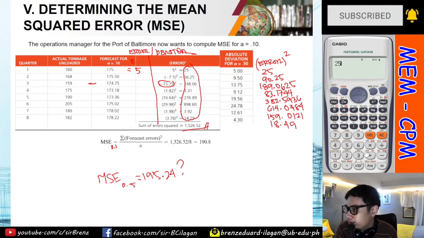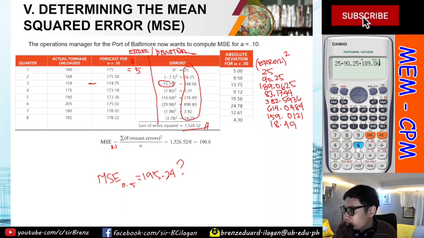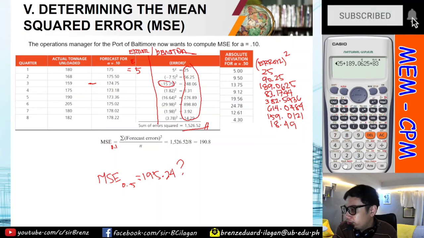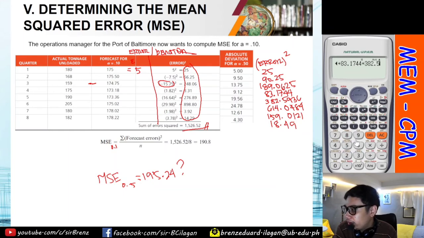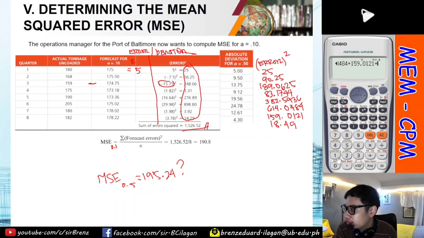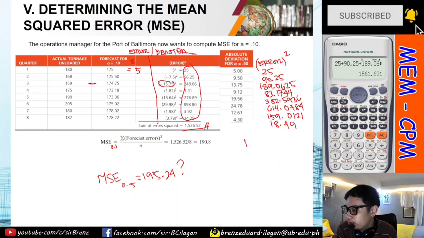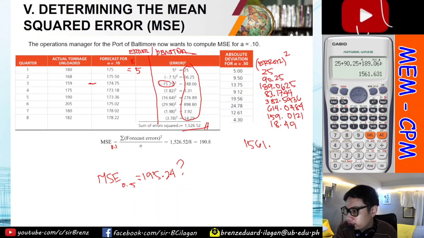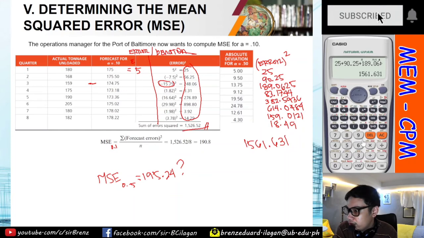So this will be 25 plus 90.25 plus 189.0625 plus 83.1744 plus 382.5936 plus 614.0484 plus 159.0121 and then plus 18.49. So the total is 1561.631. So just divide this by 8.